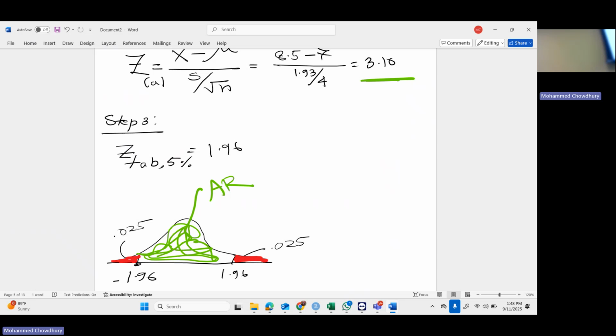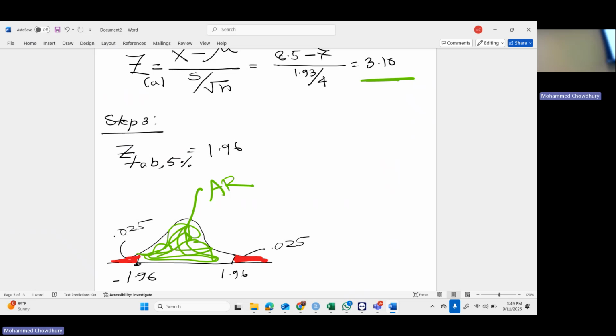In order to do that, I want to test it at 5% level of significance. That means in the extreme tails, I will have 2.5% and 2.5%, altogether 5%. Corresponding to that, I have a tabulated value which is 1.96. And the calculated value I am getting from the formula. Understand? Now compare the calculated value with the tabulated value.